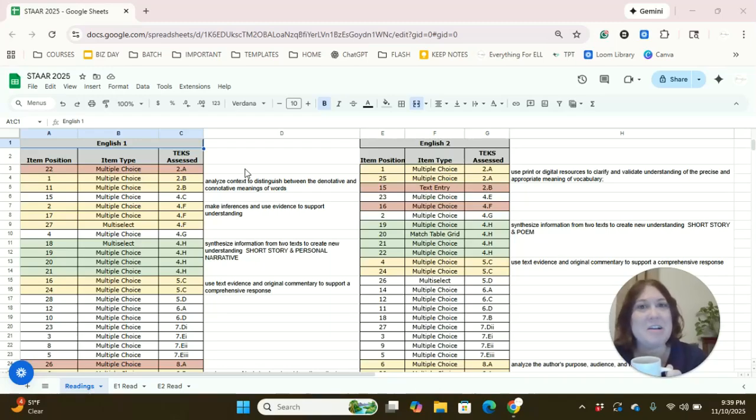Hey, let's talk about the STAAR Reading TEKS from the 2025 STAAR exam. It is 9:30 in the evening, so I'm going to try to go over this very quickly because I'm exhausted and I'd like to get to bed. But I'm seeing some really interesting things here.